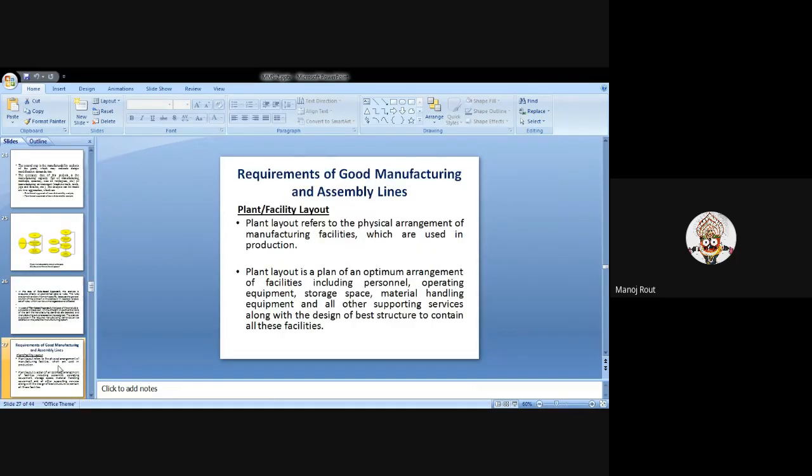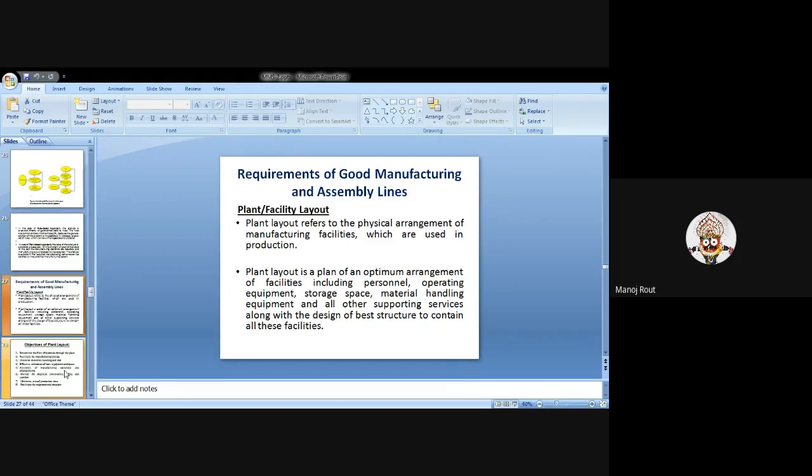The next one is the requirement of good manufacturing and assembly lines. In this case, you must consider the facility layout or plant layout. As we have already discussed in Operations Management 1, the plant layout refers to the physical arrangement of manufacturing facilities which are used in production. The plant layout is the plan of optimum arrangement of facilities including personnel, operating equipment, storage space, material handling equipment, and other supporting services, along with the design of the base structure to contain all these facilities. So this is the prime definition of plant layout.